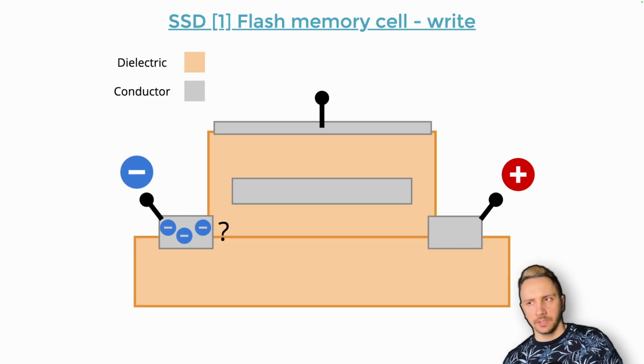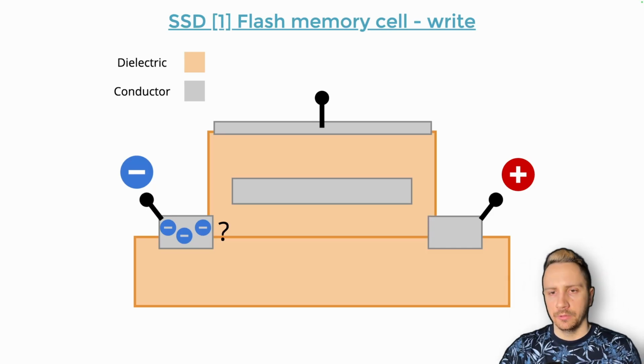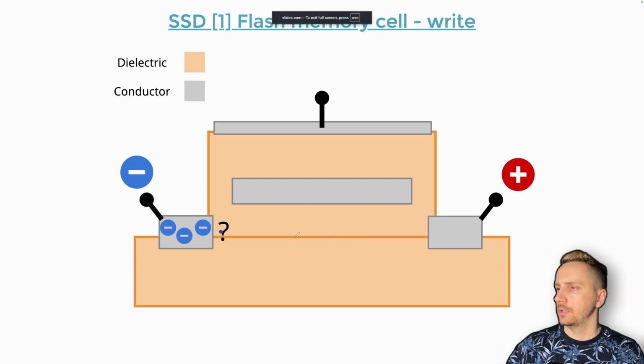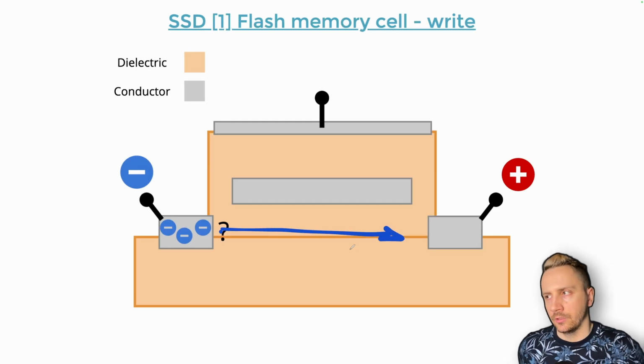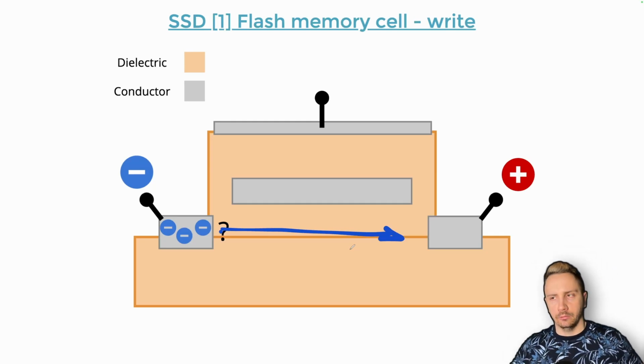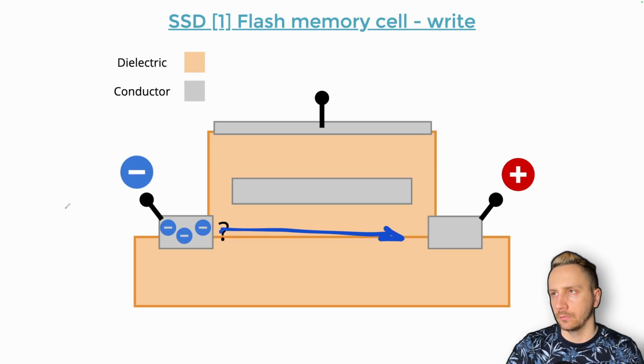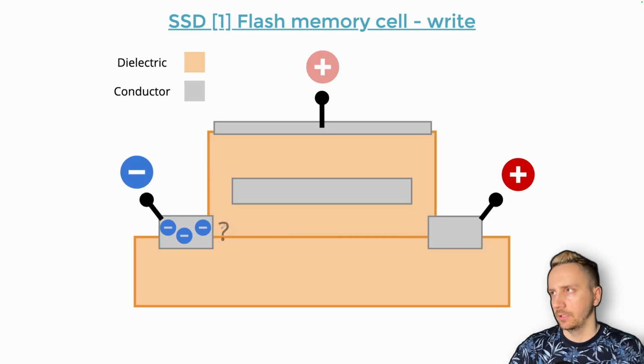They cannot go from this small box anywhere. In theory, those electrons want to go here, right? Because they want to go to the positive charge. They cannot, because there is a lot of dielectric between those two platforms. And we can help them. We can give them a hint.